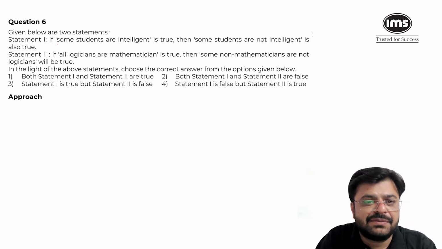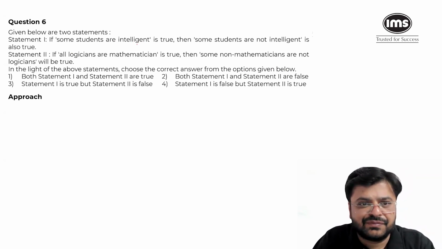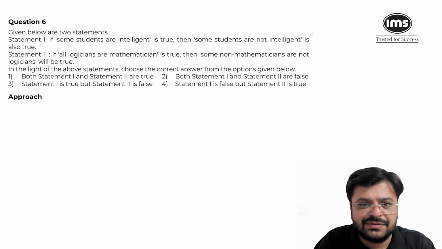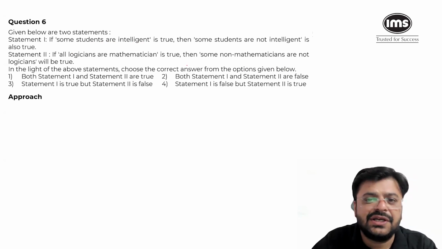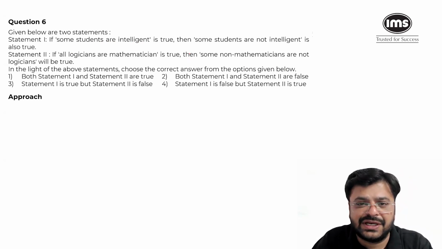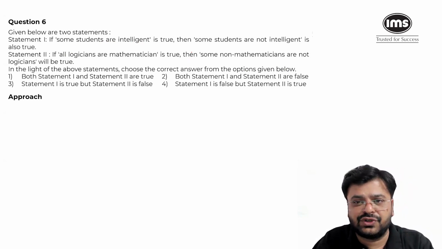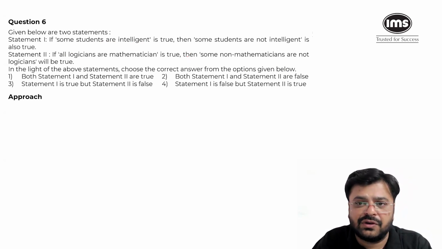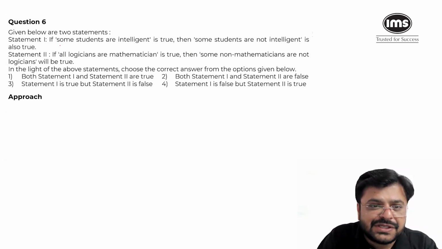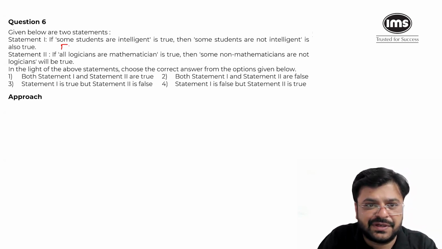Now, here the first statement says, if some students are intelligent, we can have two possibilities here. Either all students are intelligent, or some students are not intelligent. Both cases are possible. So when we say some students are intelligent, we cannot say that some students are not intelligent for sure. Some students may not be intelligent, at the same time, all may be intelligent. So statement 1 is not necessarily true. It is a false statement.